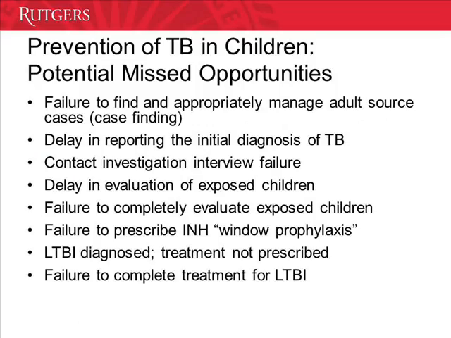Some missed opportunities in preventing TB in children include failure to find and appropriately manage that adult source I just talked about. Case finding is very important. If you don't find them, they can continue to transmit TB in the community, and we may see more morbidity from the disease. Another is delay in reporting the initial diagnosis of TB. I don't know why it would be a secret.